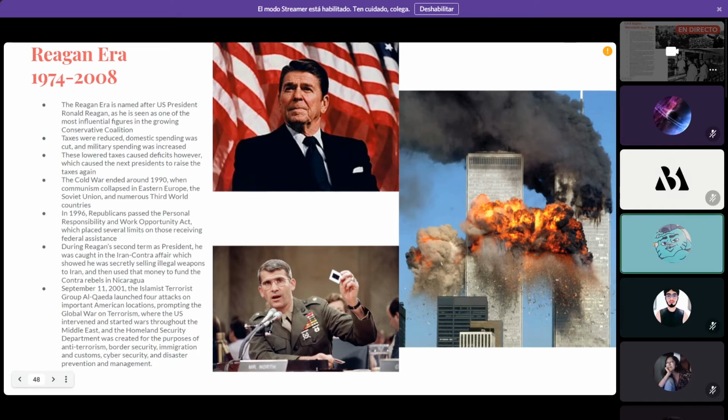So what happened during the Reagan era basically was a lot of taxes were reduced, spending was reduced, but the military spending was actually increased because, again, this was all going on during the Cold War. The Cold War doesn't end until 1990. That's because the Soviet Union collapsed. A lot of communist countries in Eastern Europe collapsed, and a lot of other countries that followed those countries also collapsed.